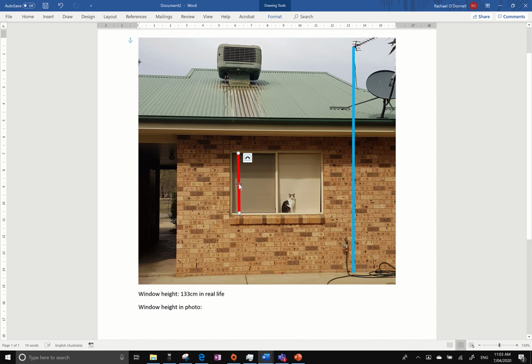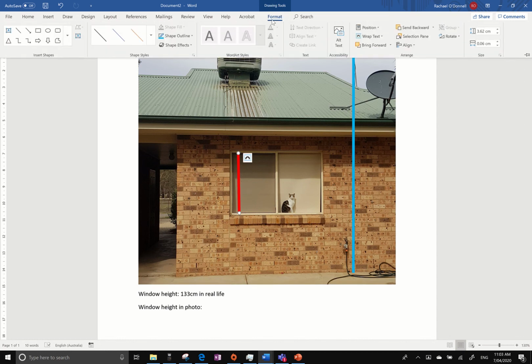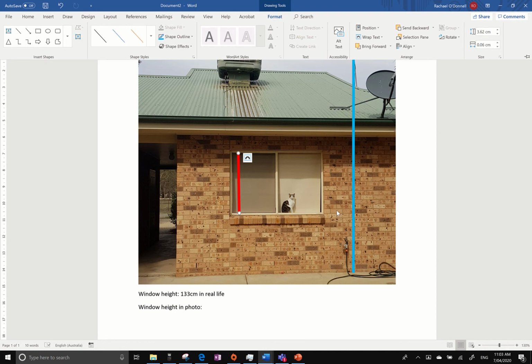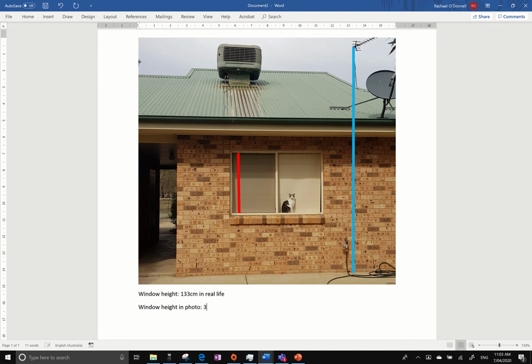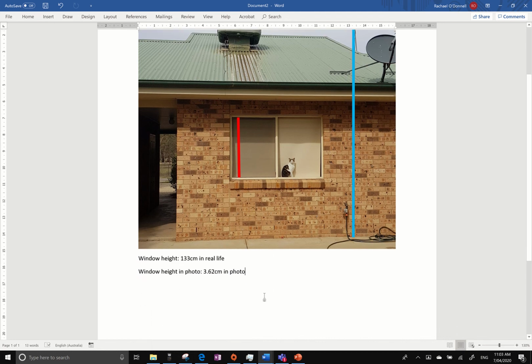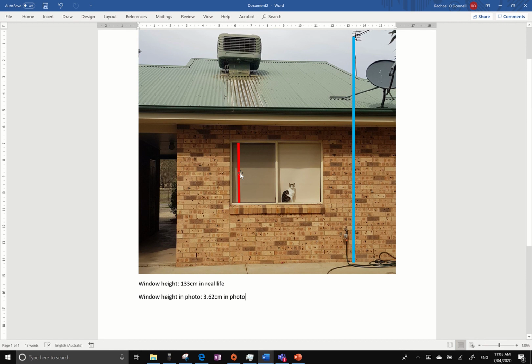Now with Word, you can actually see how long this line is. You go to Format, and over here, you've got the length of the line, which is 3.62 centimeters, and 0.06 centimeters wide, but that's irrelevant. We want the height, so 3.62 centimeters in the photo. So doing it this way does save you from printing out the photo and manually measuring it. Okay, so this is going to help us calculate a scale. We're not even worried about this blue line yet. We only need the red for now because we're comparing what's in the photo and what's in real life.